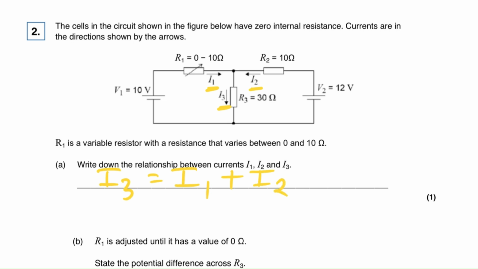Next question. R1 is adjusted until it has a value of 0 ohms. State the potential difference across R3. Well, Kirchhoff's second law says voltage that goes into a loop equals voltage that comes out. So the EMF is 10 volts at V1. That means the voltage that comes out, which is the potential difference, is also 10 volts because nothing has been dropped at R1.